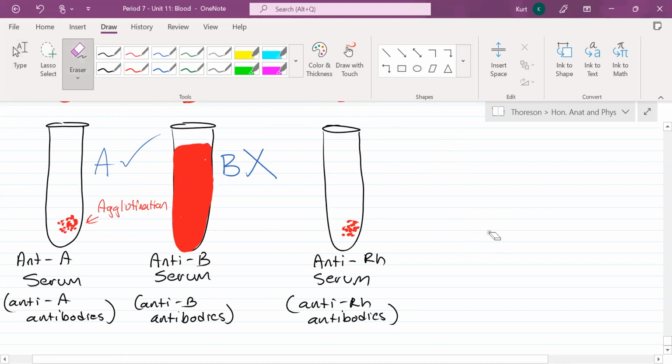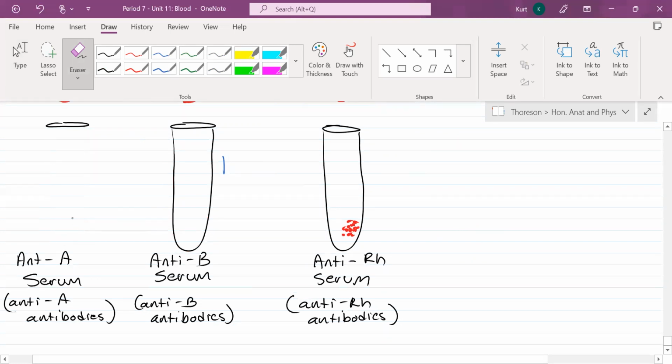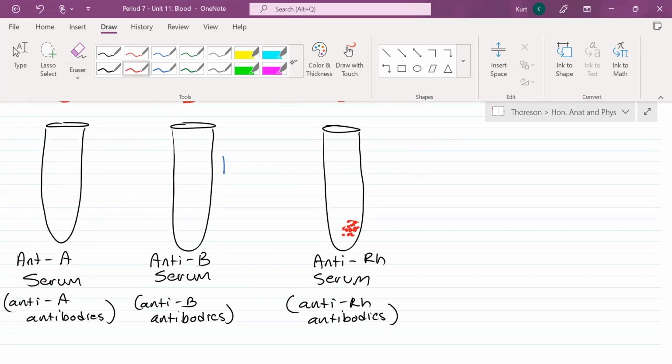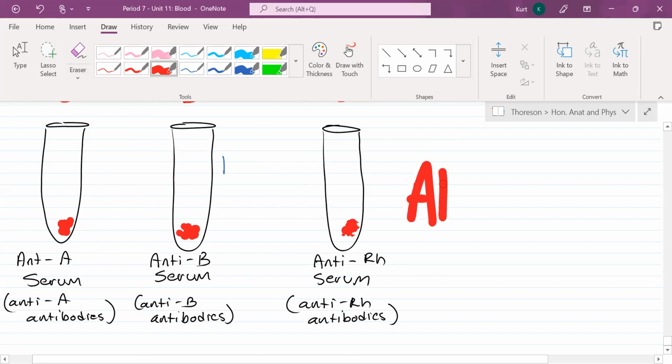Let's try another one. It's going to take a few tries, I think, for everyone to grasp this. Okay. I put in a patient's blood. It agglutinates for A. It agglutinates for B. And it agglutinates for RH. What is their blood type? AB positive. You get this, Isabella? Yeah. Let's try another.